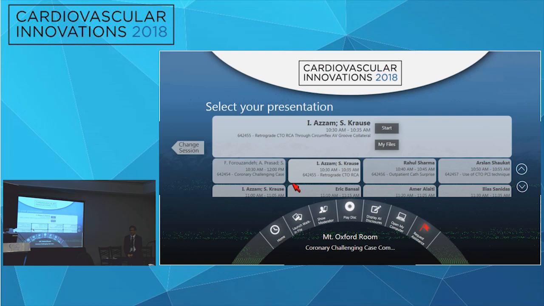So. Well, clearly you got good training from Miami. So our next case is Dr. Rahul Sharma. He's going to present a case of outpatient cath lab trials.